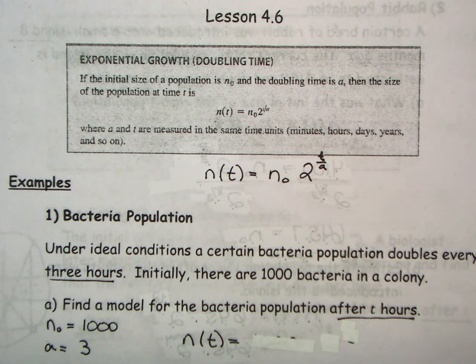Section 4.6, we're going to talk about three different equations, actually four. We're going to do doubling time for exponential growth, and then a generic exponential growth. We're also going to do exponential decay, and we're going to use Newton's law of cooling. So we have four different formulas here, just to give you a heads up that we are going to do four different types of equations.